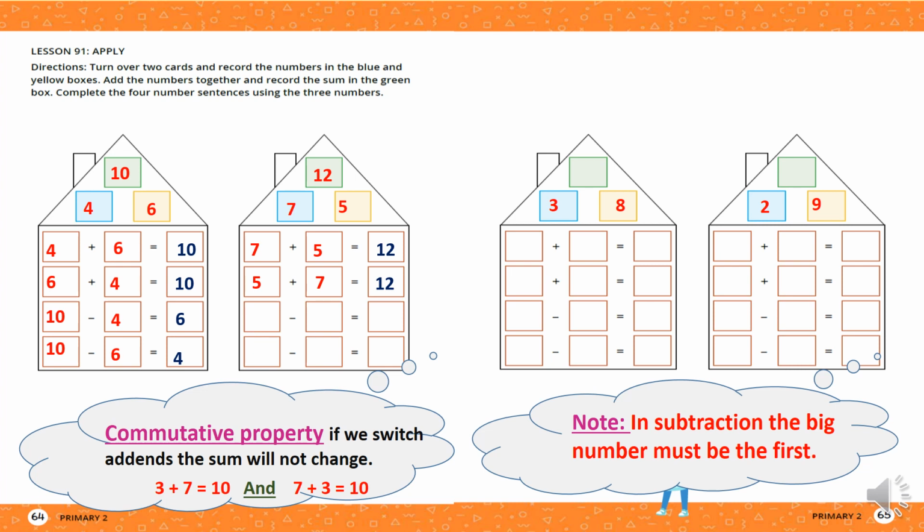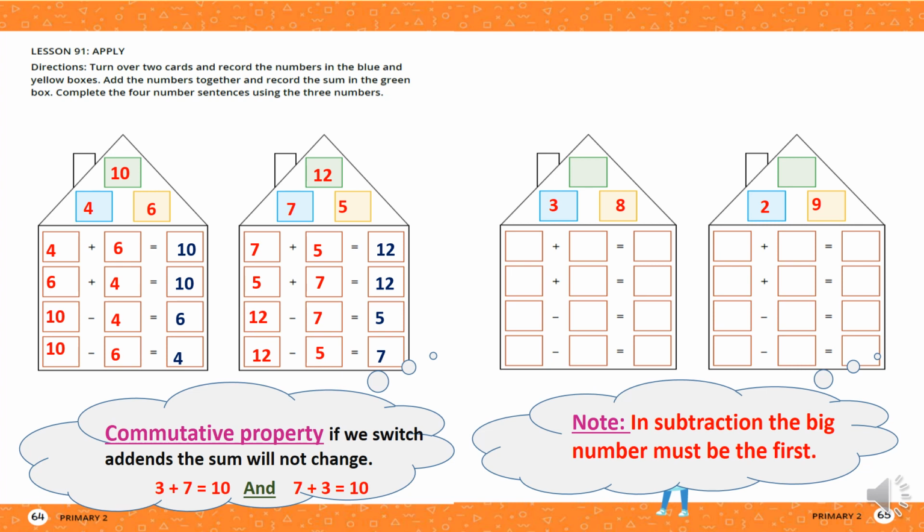Now, in subtraction equations, in subtraction, the big number must be first. So what is the biggest number here? Among 7, 5 and 12, the biggest number is 12. So we will write 12 first. 12 minus what? 12 minus 7 will give me the third number, which is 5. 12 minus 7 equals 5. And the last subtraction problem will be 12 minus 5 equals 7, the third number.